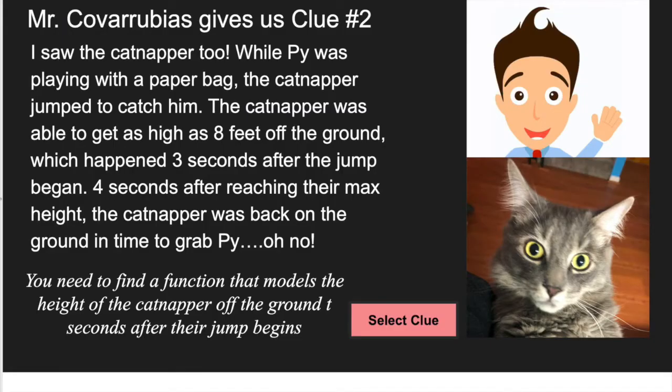All right, so Mr. Covarrubias, my former science teacher, gives us clue number 2. I saw the catnapper too. While Pi was playing with a paper bag, the catnapper jumped to catch him. The catnapper was able to get as high as 8 feet off the ground, which happened 3 seconds after the jump began. 4 seconds after reaching their max height, the catnapper was back on the ground in time to grab Pi. Oh no!